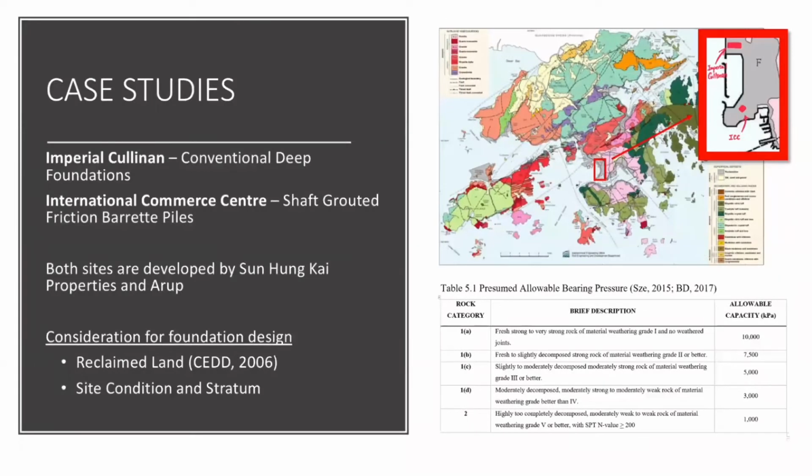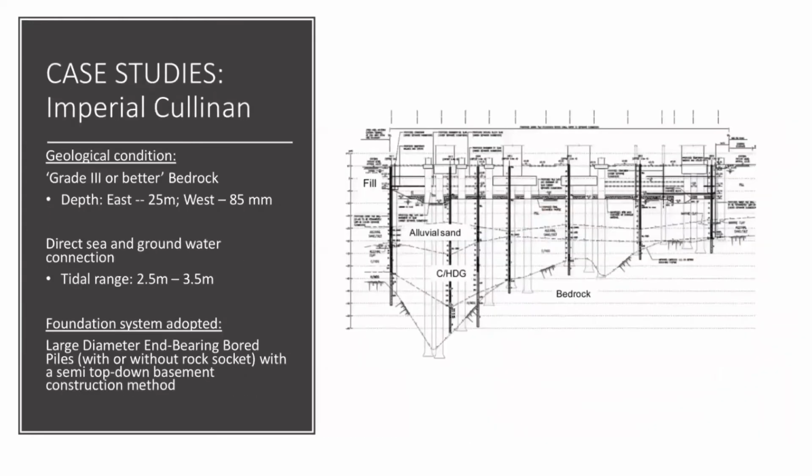Right now, I'm going to provide case studies of the Imperial Cullinan and the International Commerce Center, where both sites are located within the West Kowloon Reclamation Land as indicated in the figure. The Imperial Cullinan represents the conventional deep foundation implemented in Hong Kong, while the ICC represents the innovative foundation design implemented in Hong Kong. The construction of the Imperial Cullinan commenced in 2007.